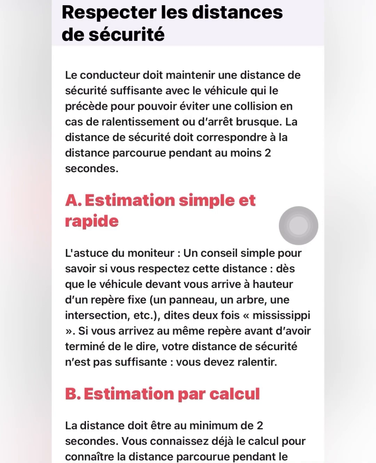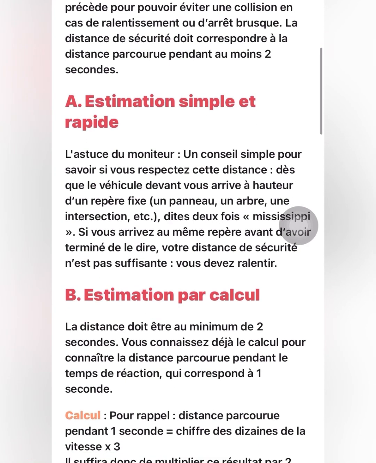The driver has to maintain a good distance security between the driver in front of you and you at the back, in order to prevent problems or accidents on the road. That is what we are going to talk about today. And we must make sure that it is 2 seconds between the two vehicles. So let's go to the A part.